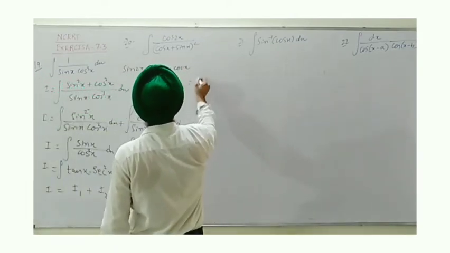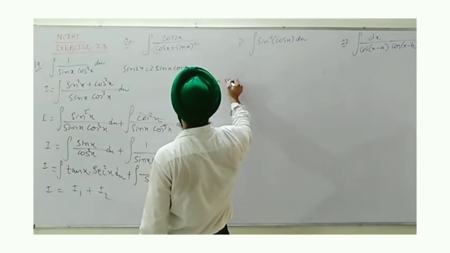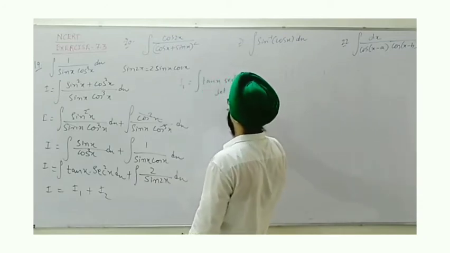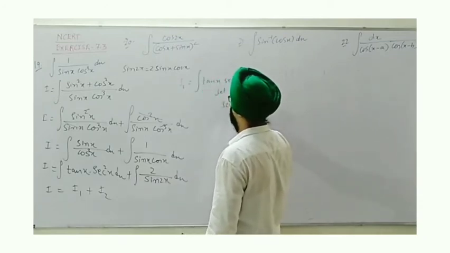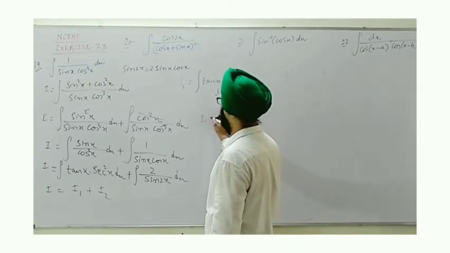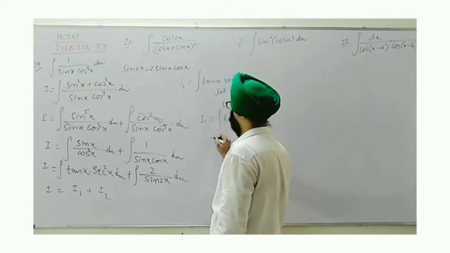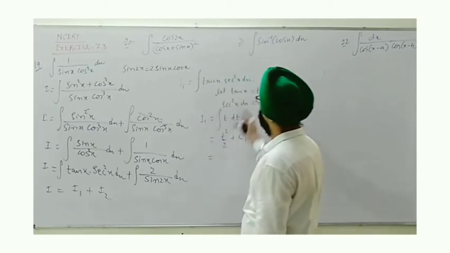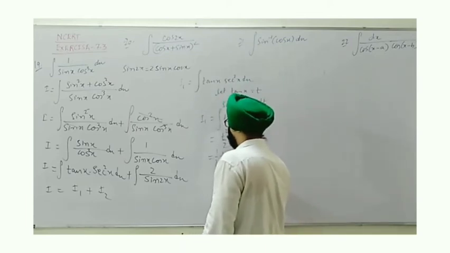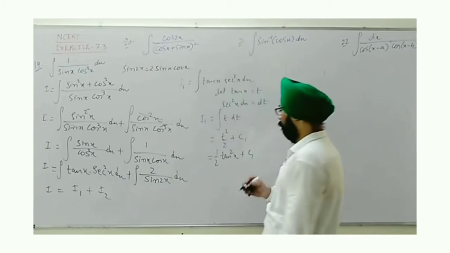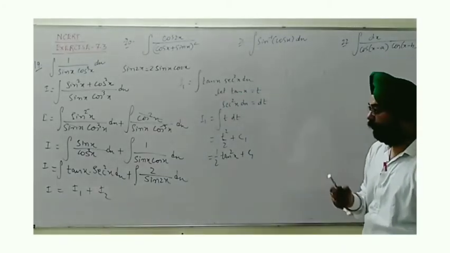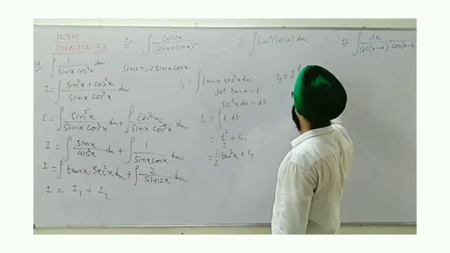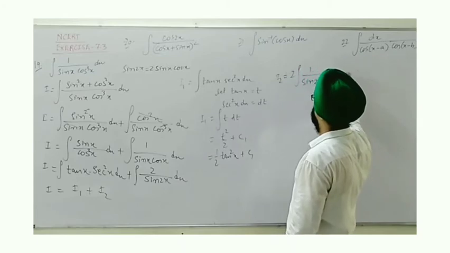For I1, we write tan x sec square x dx. Let tan x be t, differentiating we have sec square x dx equal to dt, and I1 is t dt, which further is t square by 2 plus c1. So this t was tan x, so half tan square x plus c1. This is the value of I1. Now we will think of I2. As I2 I have written twice of 1 upon sin 2x dx.